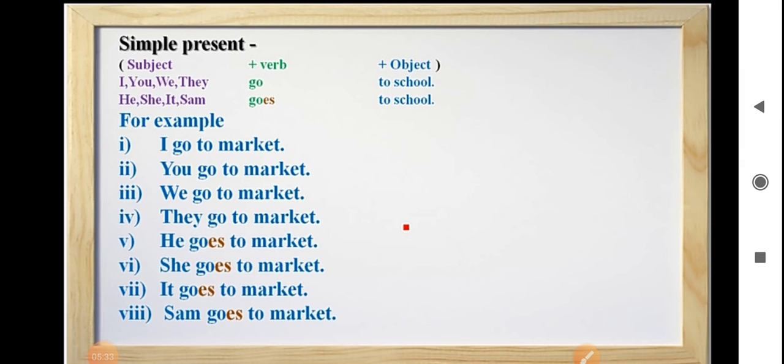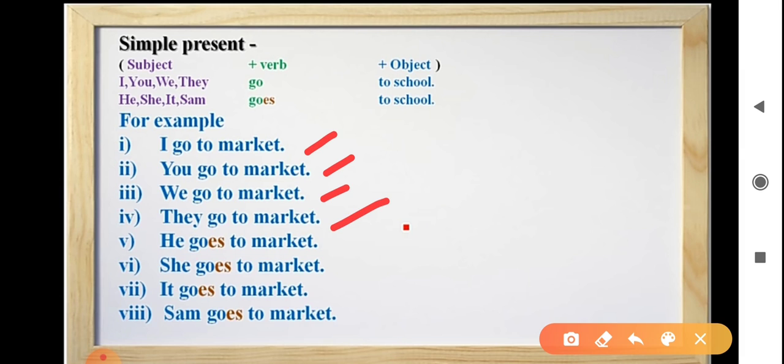Take more examples. I go to market. You go to market. We go to market. They go to market. I, you, we, they are plural subjects. That's why go is used as the plural form of the verb. And take further examples. He goes to market. She goes to market. It goes to market. Sam goes to market. He, she, it, Sam are singular subjects. That's why goes is used as the singular form of the verb.